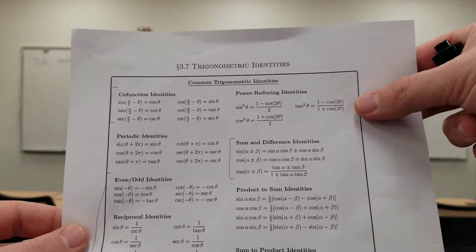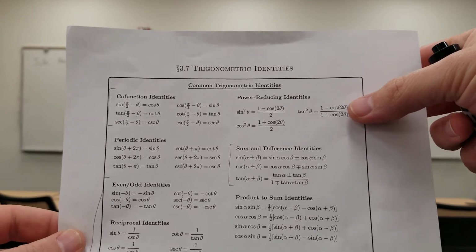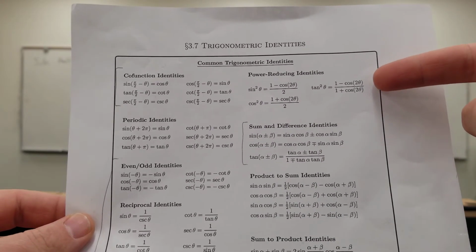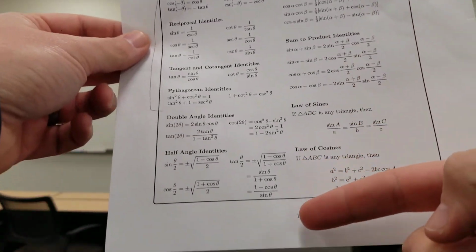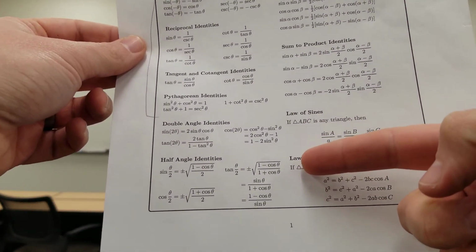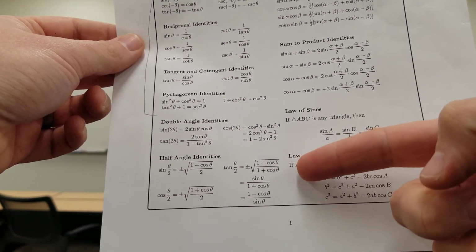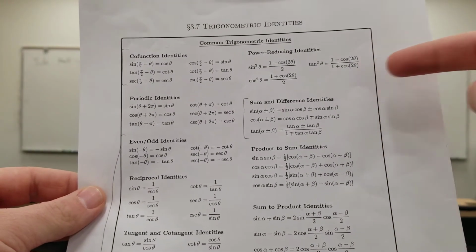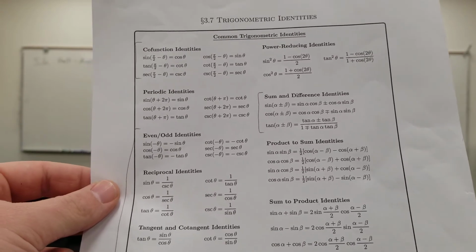But these ones, I think, come up more in calculus, so you're more likely to see them this way in calculus. But if you thoroughly understand the half-angle identities, then you get these for free. That covers everything.